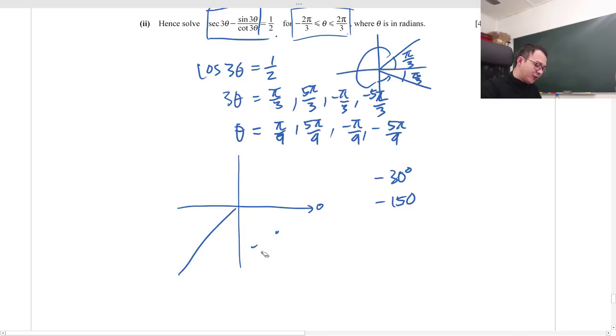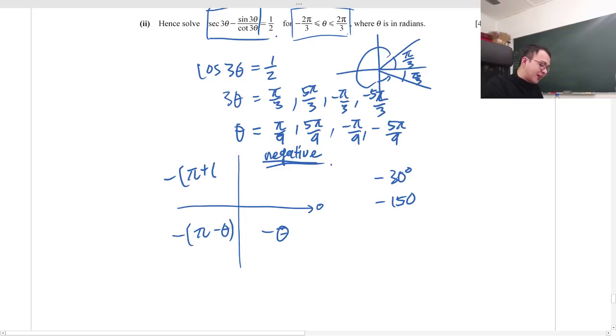So the easiest thing is the first quadrant. For negative, you ignore the positive thing first. This one is negative theta. This is negative 180 minus theta. Or in this case, we use pi because it's radian. This one is negative pi plus theta. This one is negative 2 pi minus theta. You can just apply this one, and you should be able to get your answer easily.